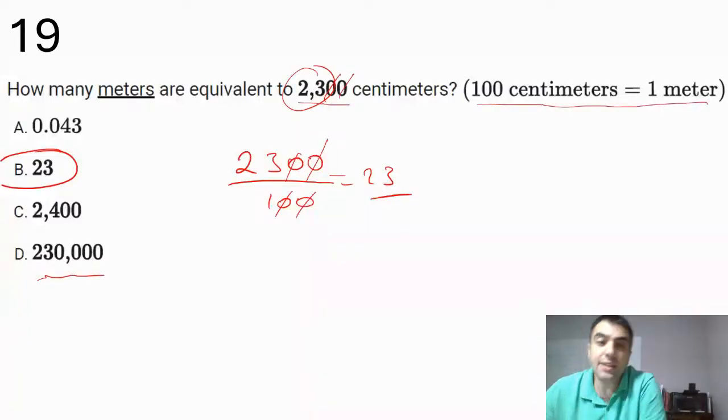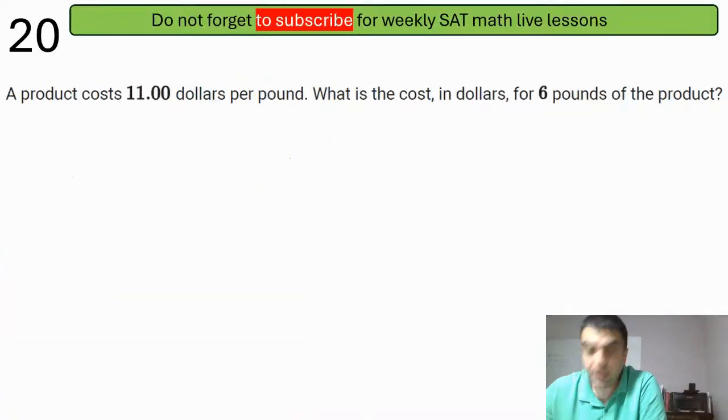Okay, did you understand? Next question. Tuncay Bey. A product costs $11 per pound. What's the cost in dollars for 6 pounds of the product?